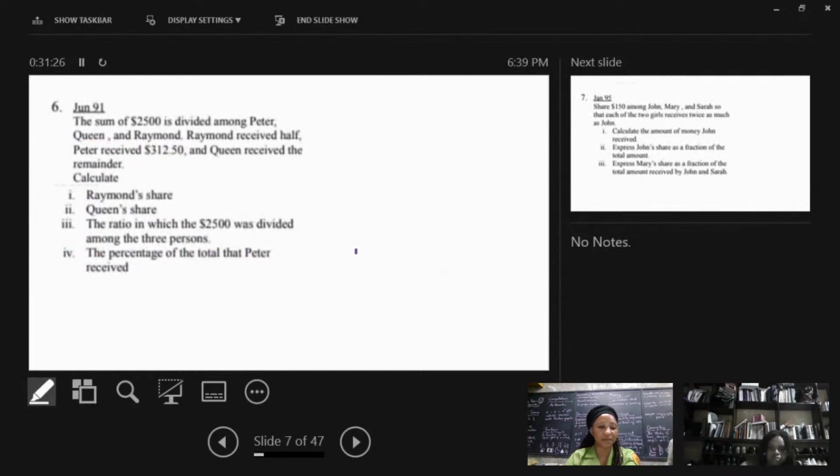Imani, number 6. Okay, Miss. Number 6. The sum of $2,500 is divided among Peter, Queen, and Raymond. Raymond received half, Peter received $312.50, and Queen received the remainder. Calculate I, Raymond's share, II, Queen's share, III, the ratio in which the $2,500 was divided among the three persons, and IV, the percentage of the total that Peter received.